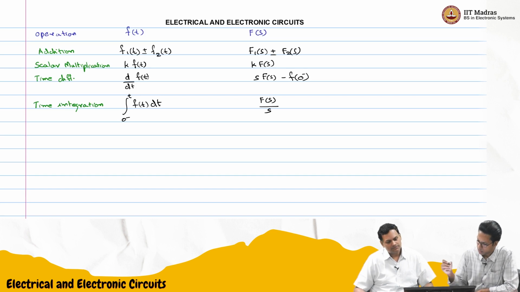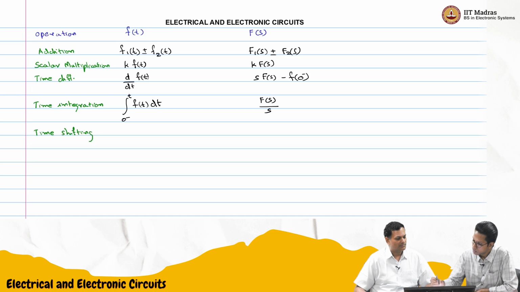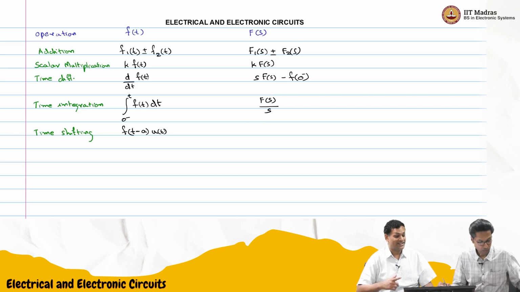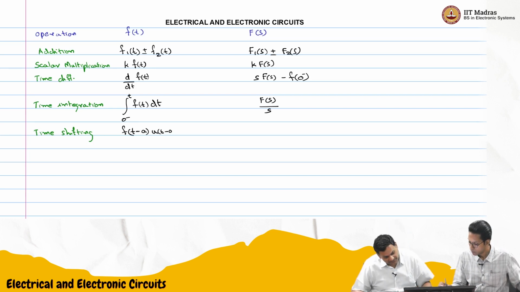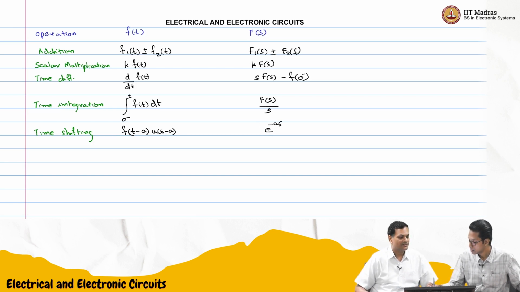Then maybe time shifting, which we have just now seen. So that is f of t minus a, u of t minus a in this case. That we got as e to the power minus as times F of s.